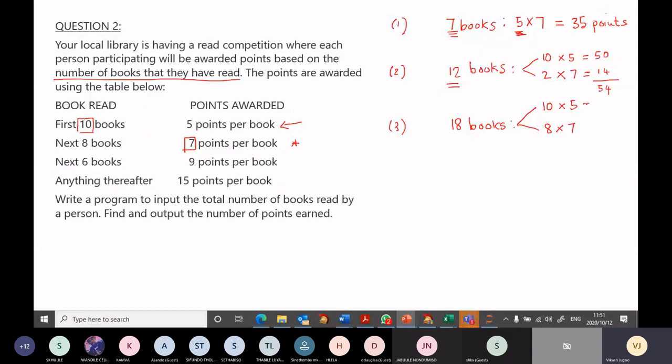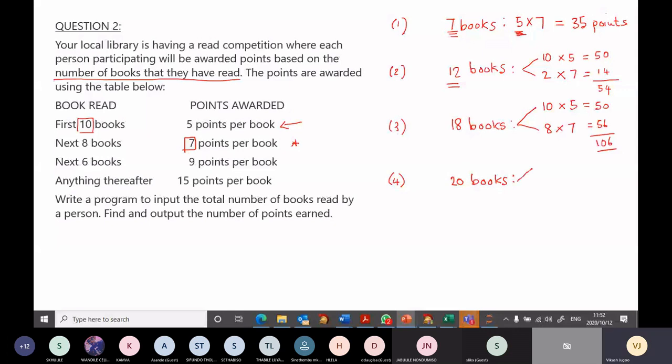So let's calculate the points. 5 times 10 is 50. 8 times 7 is 56. And if I add it up, I get 106 points. So this person that read 18 books, they are going to get 106 points. Let's look at another example. I'm hoping that it's getting a little clearer now. Let's say somebody read 20 books. What happens in this case with 20 books?